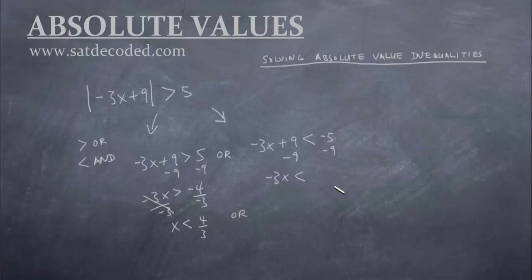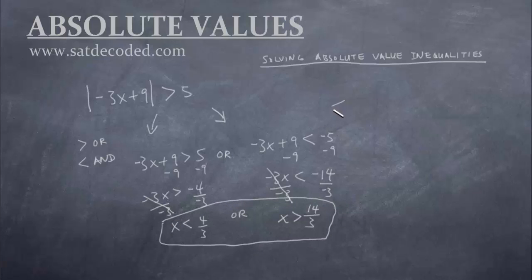-3x is greater than -5 minus 9, which is -14, divided by -3 on both sides. These cancel out, so I get x. Remember, I have to flip the sign because I divided by a negative number. And of course, the negative and this negative become positive because they just cancel each other out. So right here is my answer.